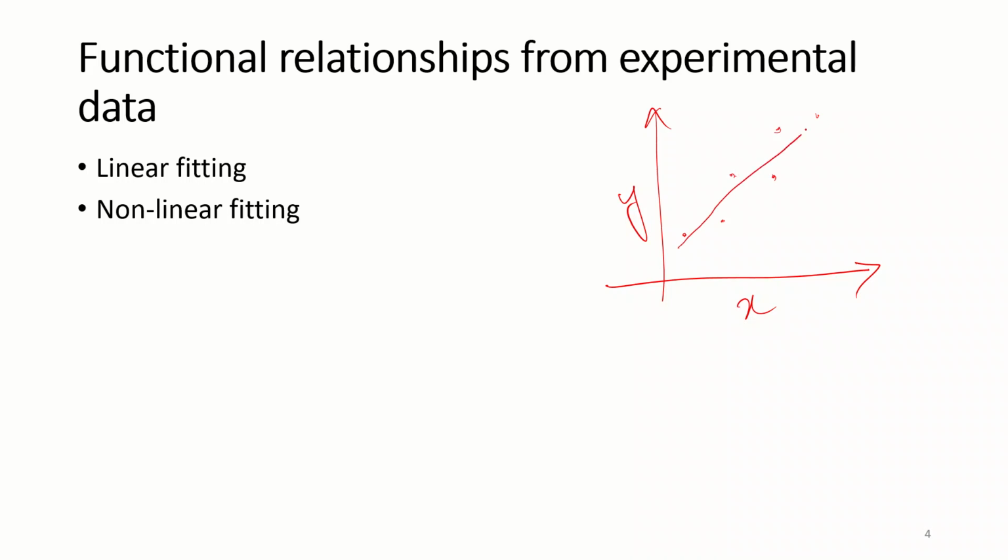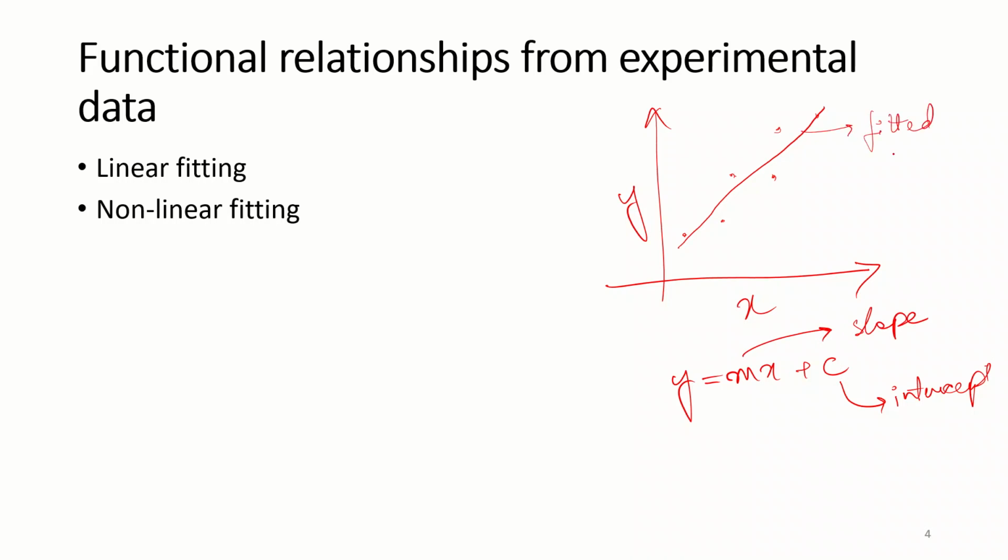In the case of linear fitting, we fit the data using a linear line, and we write this as y equals mx plus c, where c is the intercept and m is the slope. So this is the fitted line. This is what linear fitting is.